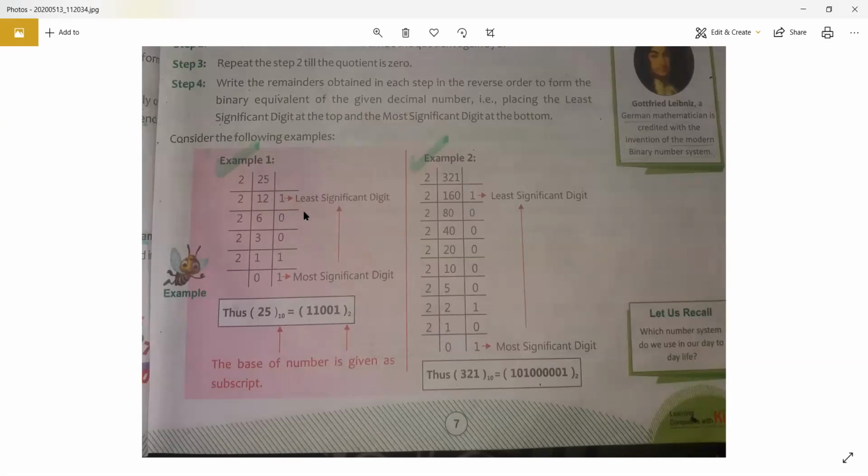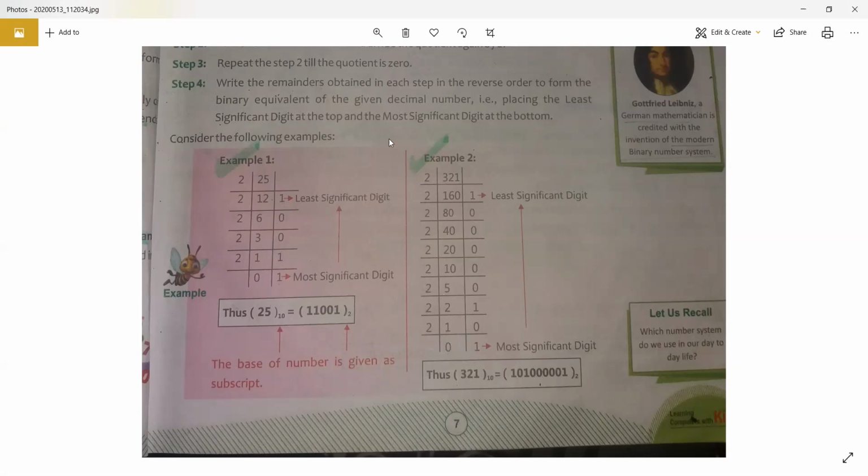This 1 is going to be your LSB, that is the least significant bit, and it is going to come in the rightmost digit. Then you keep on dividing until you reach 1, or you can understand it as 0 also, that is up to you. But when I explained this chapter previously, I told you that you have to reach this 1, and then start writing the numbers from this 1 upwards. So the answer will be 11001.